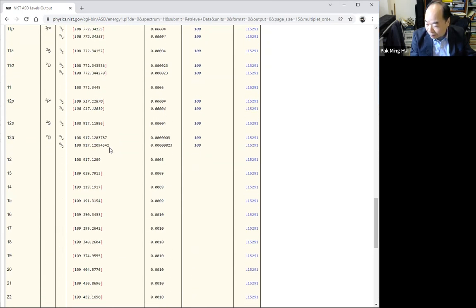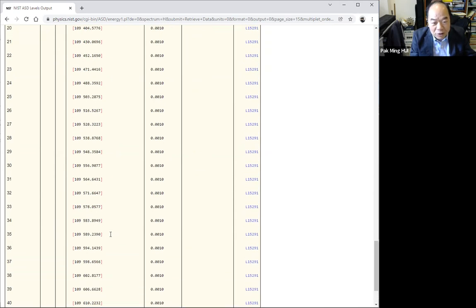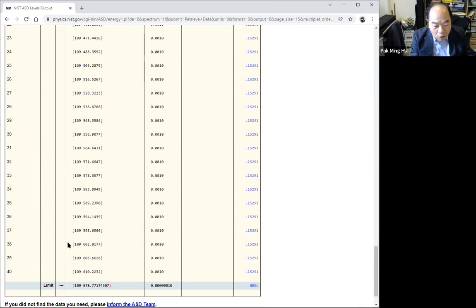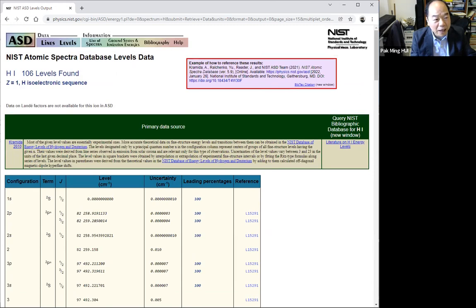I would like to show you that there are numbers not so accurate though, even for n equals 40. So it's very difficult experimentally to selectively excite hydrogen atom to the n equals 40 level, but not ionize the electron. And then there is a limit. This limit means just ionize the electron, okay? So if you want to look into other elements, very accurate data, you can find it here.